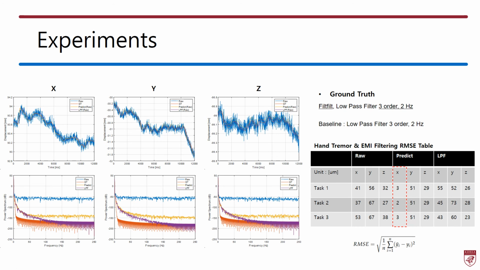For the x-axis, the result was about 3 micrometers, and it can be seen that the accuracy was improved when compared to the baseline. However, for the other axes, the accuracy did not improve much when compared to the x-axis, as an offset occurred. When viewed in the frequency domain, it can be seen that the filter designed through the neural network is similar to the baseline.